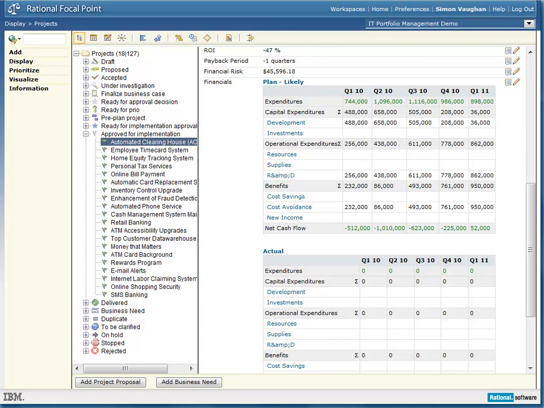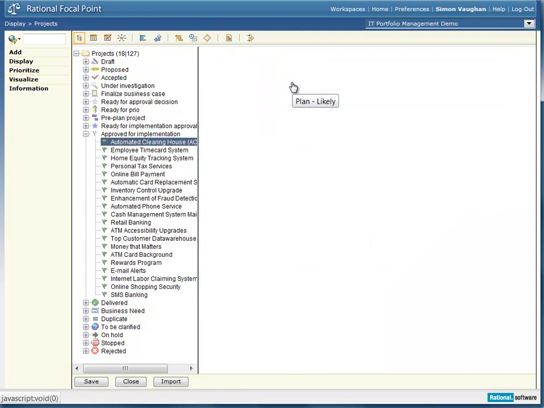So information about the costs and the benefits. And similar to a spreadsheet, we can model these within Focal Point, where we can identify different types of capital and operational expenditure, benefits that we're projecting. And there are some useful capabilities to help understand the financial risk of some of these projections.